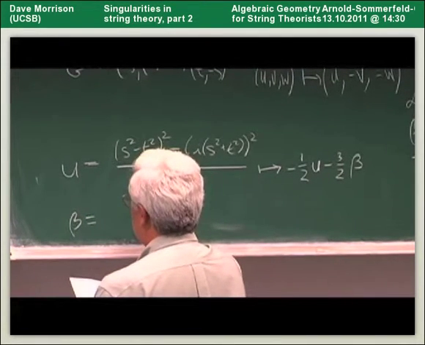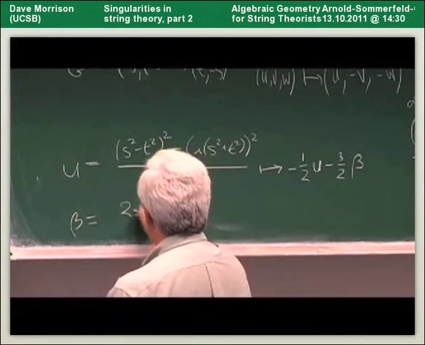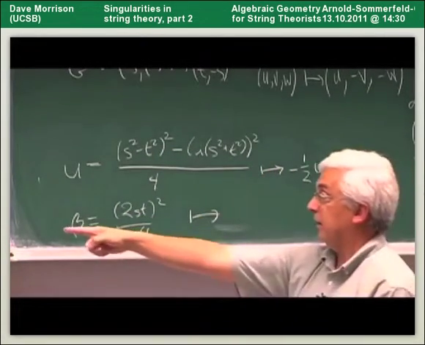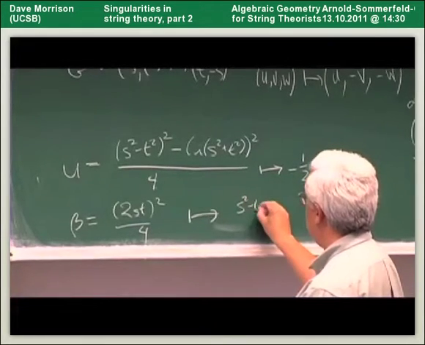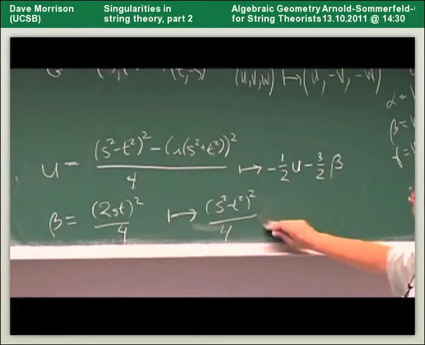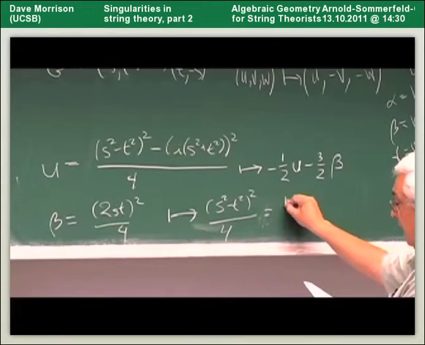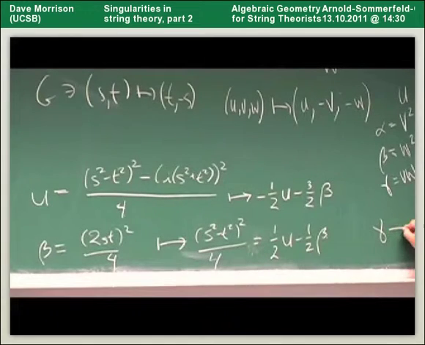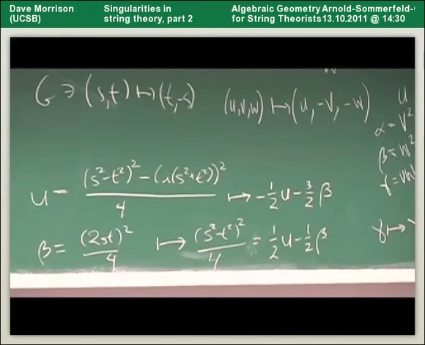And beta, I'm not going to do the whole calculation for you, but it's trivial to do. Beta is just 2st quantity squared divided by 4. And that goes to, again, cyclically, s squared minus t squared, squared, divided by 4. And if you write that in terms of the current invariants, that's equal to 1/2 u minus 1/2 beta. And I should say that gamma is actually invariant under this particular cyclic permutation.